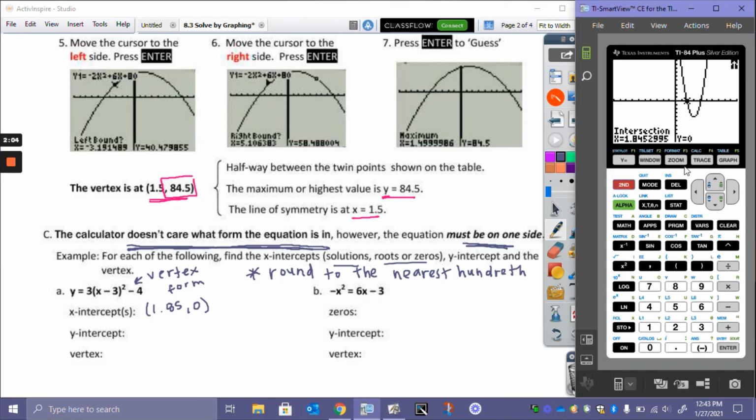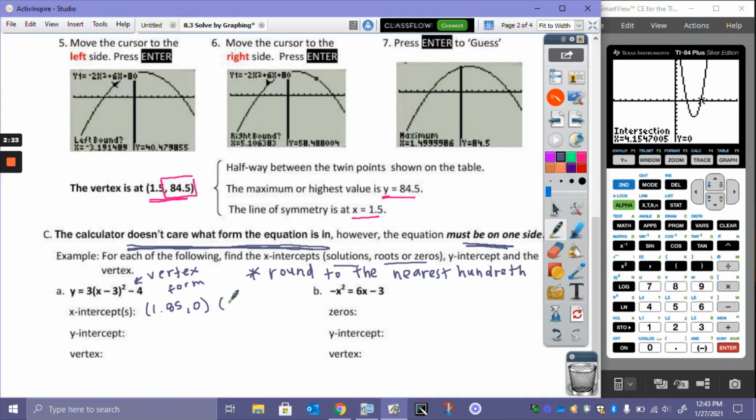Right, now let's do it one more time and find our second x-intercept. And we have 4.157005 and y equals 0. So we're going to round that once again to the nearest hundredth. So 4.15, comma 0. Right, now for our y-intercept, remember we're looking for an x value of 0.